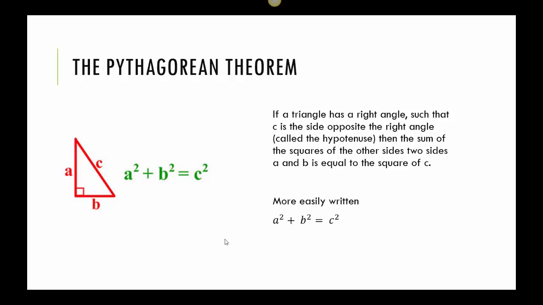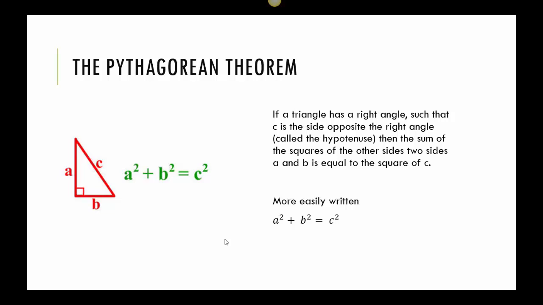The second thing you probably kind of alluded to from listening to that video is something called the Pythagorean Theorem, and it probably sounds familiar. Most people have heard it at some point before. But here's what the Pythagorean Theorem says. It says, if a triangle has a right angle such that C is the side opposite the right angle, called the hypotenuse, then the sum of the squares of the other two sides, A and B, is equal to the square of C. I know that just sounds like a lot of stuff, so it's probably a lot easier just to say a squared plus b squared equals c squared. Very important that C is that longest hypotenuse side, and then A and B are the other two sides.